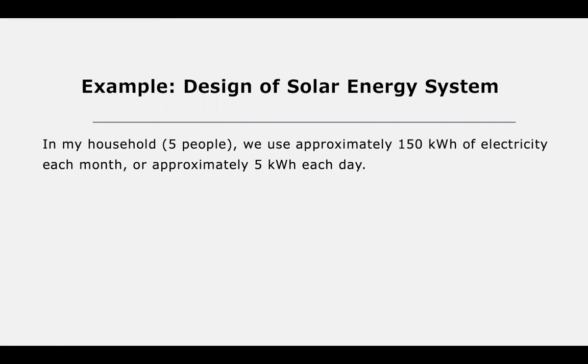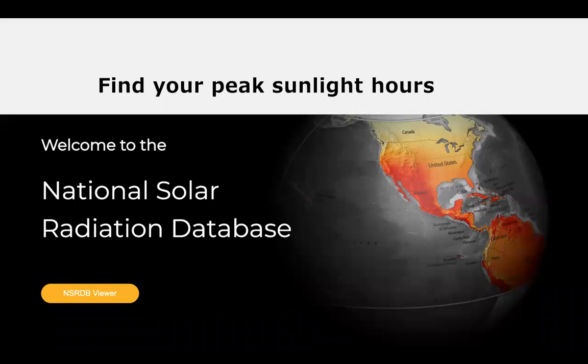In my household, we use approximately 150 kilowatt hours of electricity each month based on our most recent electricity bill. And that comes out to about 5 kilowatt hours each day. So if I go to the National Solar Radiation Database, I can determine the peak sunlight hours for my particular region. All right, so the first thing I'll click on is the NSRDB viewer.